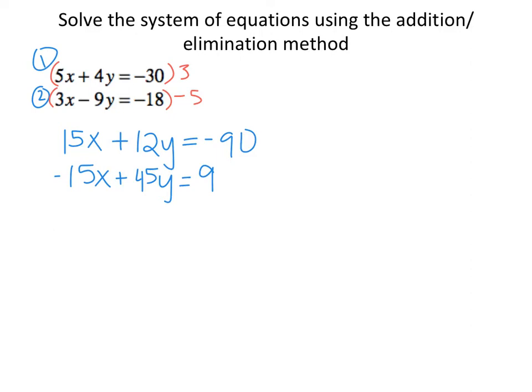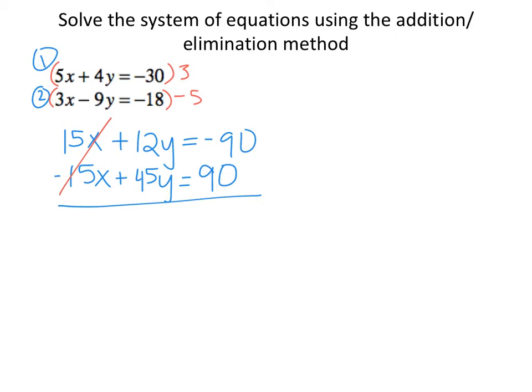Sorry, that's actually going to be 90. Okay, next step is to add down. When I'm adding down, I want to make sure one of my variables is eliminated. 15 plus negative 15, and again, we're adding down. That's why I call it the addition method. 15 plus negative 15, 0.